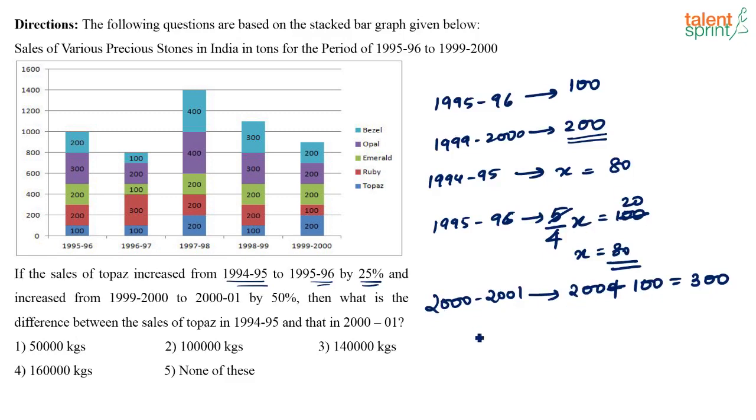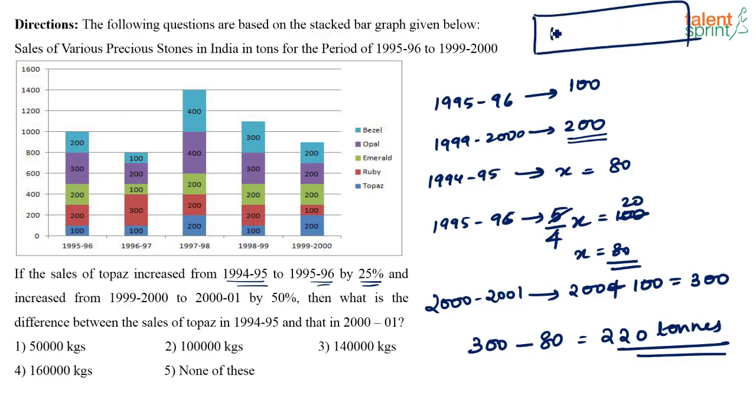So in 2000-2001 300 tons was sold. Now in 94-95 80 tons were sold. What is the difference? 220 tons, right, which is that there in the options. See here they have given in terms of kg. Again you should know that 1 ton is equal to 1000 kgs. So the answer that we are looking for is 220 into 10 cube, which is not there in the options. So what will be your answer? Your answer will be none of these. Okay, I hope it is clear.